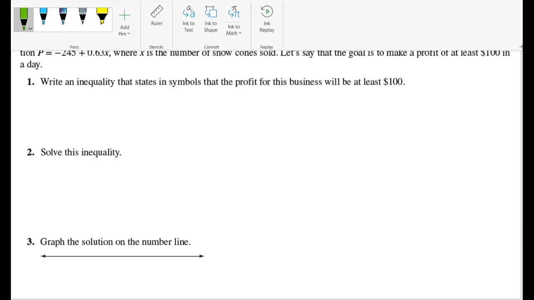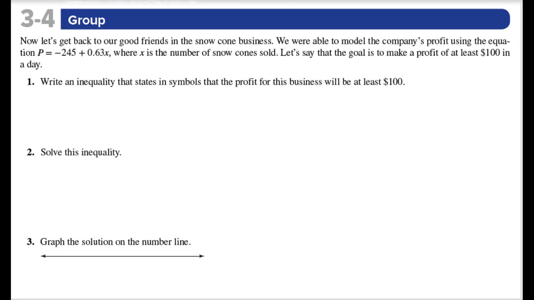Okay, question 1. Let's get back to our snow cone business. So we've got our profit equals negative 245 plus 0.63x. Question 1, write an inequality that states in symbols that the profit for this business will be at least $100. Restart the video once you've done that.